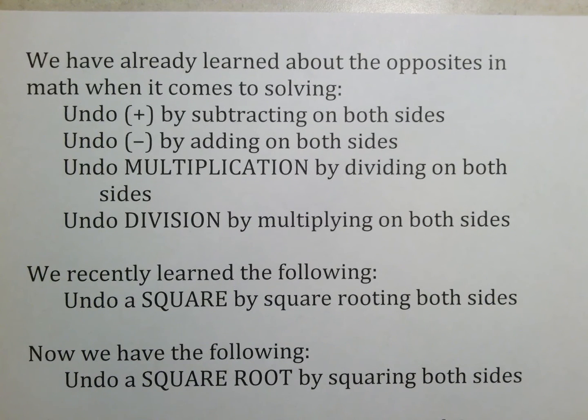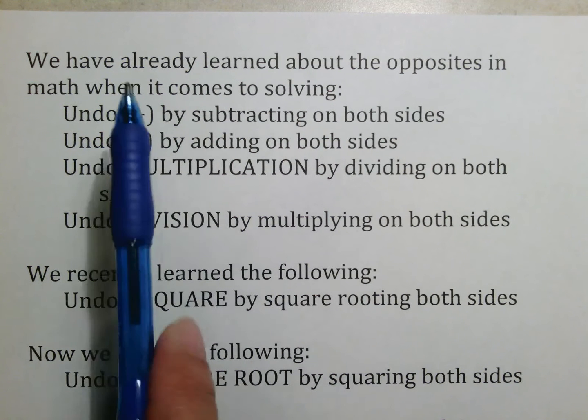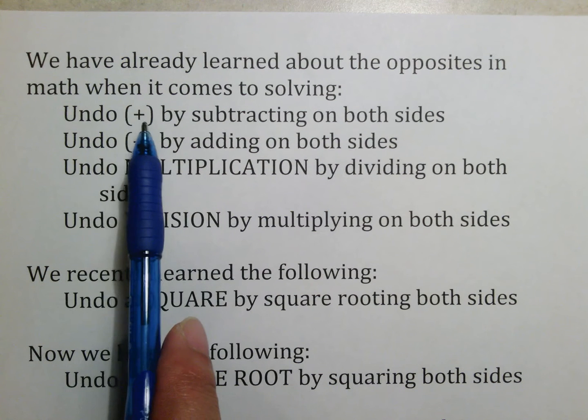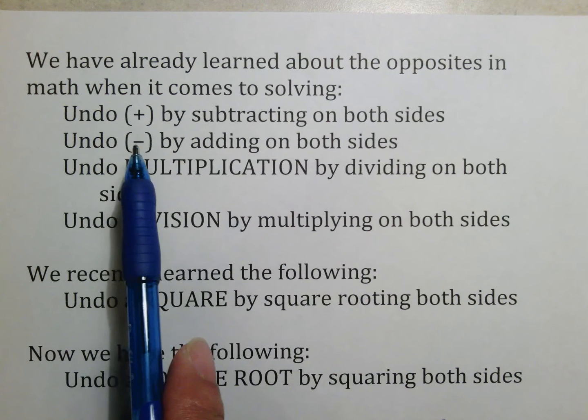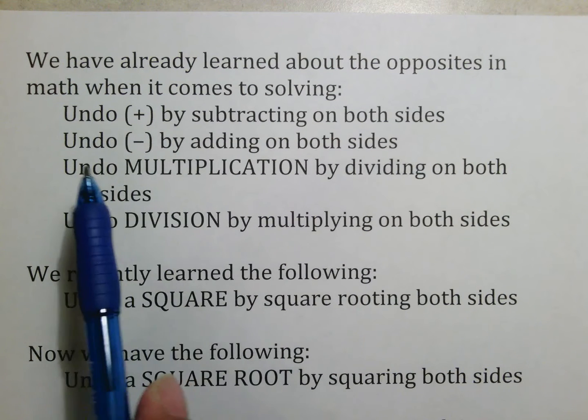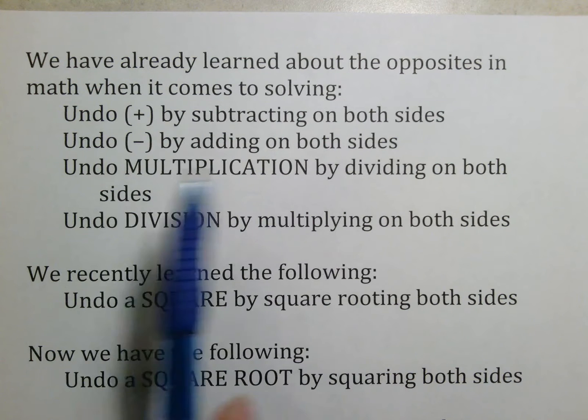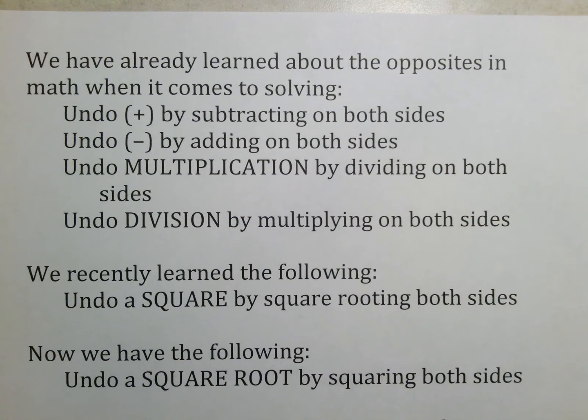We've already learned about the opposites in math when it comes to solving in algebra. If a number was being added, we would subtract it from both sides. If a number was being subtracted, we would add to both sides. If a number was being multiplied, we divide. If a number was being divided, we multiply. Those were the first things we learned.